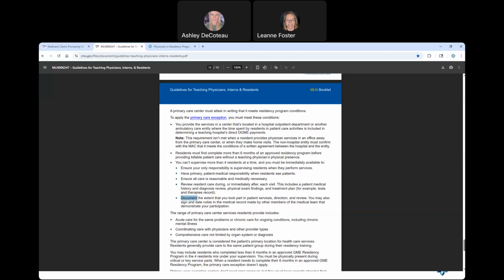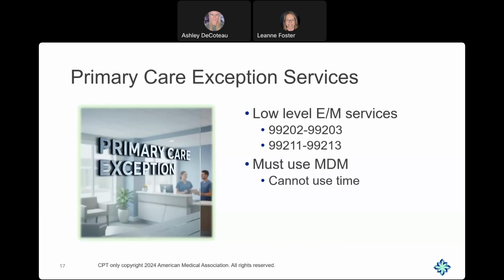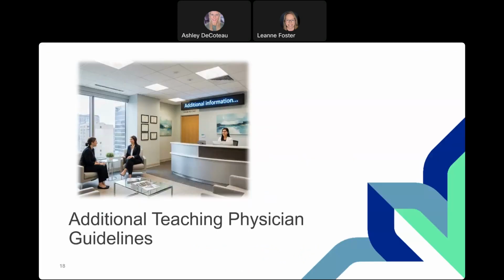That's all I'm going to point out in this booklet for now, but I did want to make sure you knew this resource was available in case you want to refer back to it for some light reading on teaching physician guidelines. All right, let's head back to our presentation. So now I have just a few additional teaching physician guidelines I want to share before I check in with Leanne.